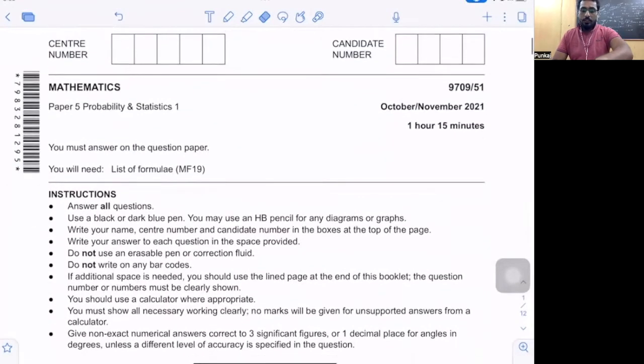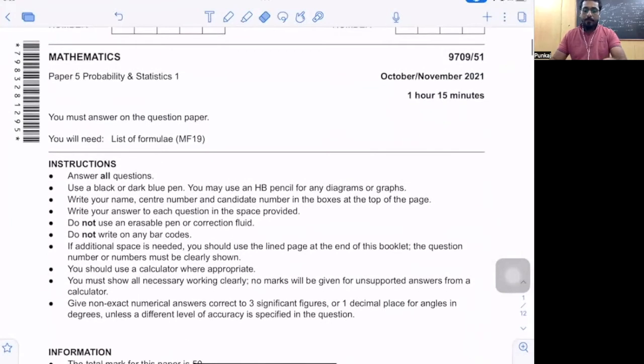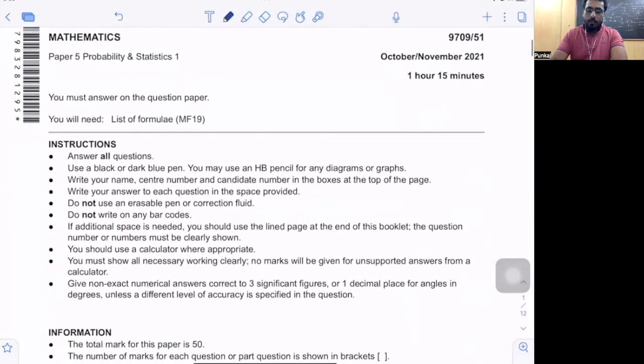Students, before you begin solving the question paper, it's very important to go through the instructions. The important ones are these. First of all, you must show all necessary working very clearly. No marks will be given for unsupported answers from a calculator. So it becomes necessary for you to write all the steps in detail wherever it is possible. So show your working, right? So that gives confidence to the examiner that the student knows the topic very well. So make sure that you write each and every step.